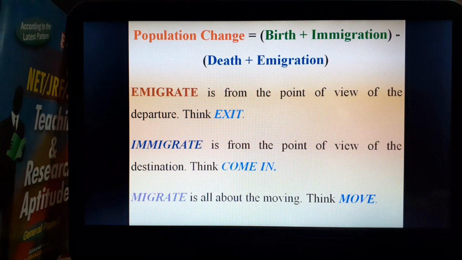Now the next formula of population is a very important formula and it's very easy to understand also. Population change is equal to birth plus I migration minus death plus E migration. Why am I using the I and E? The basic meaning of migration is moving here and there. Now there are two similar words for migration. The spelling starts with E and the second spelling starts with I. E means exit, I means come in. It means birth plus population coming from outside, minus death plus population going outside. That's why population change is equal to birth plus I migration minus death plus E migration.